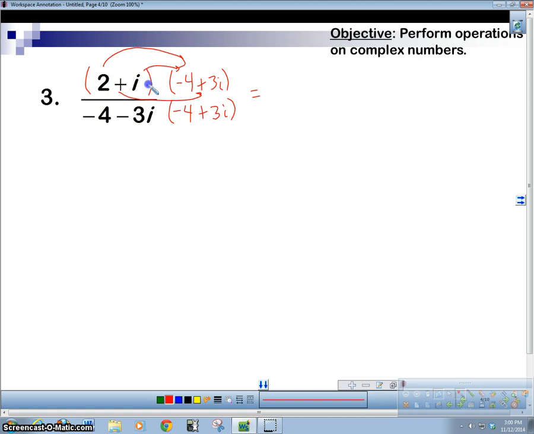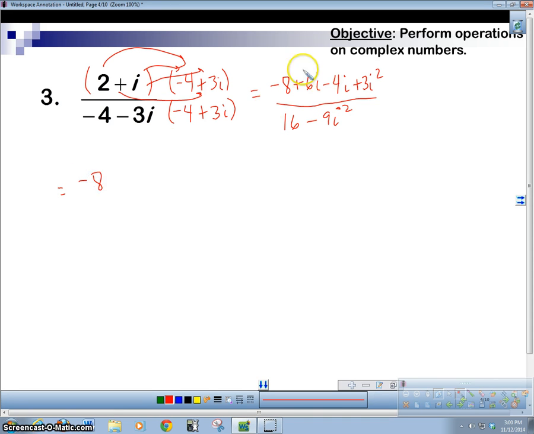All right, so I'm going to go ahead and write those out there. So I'm going to have negative 8 plus 6i minus 4i, looks like plus 3i squared, over, now I'm just going to not deal with those middle terms there, okay? So I'm going to have 16 minus 9i squared. All right, so let's do the math here.